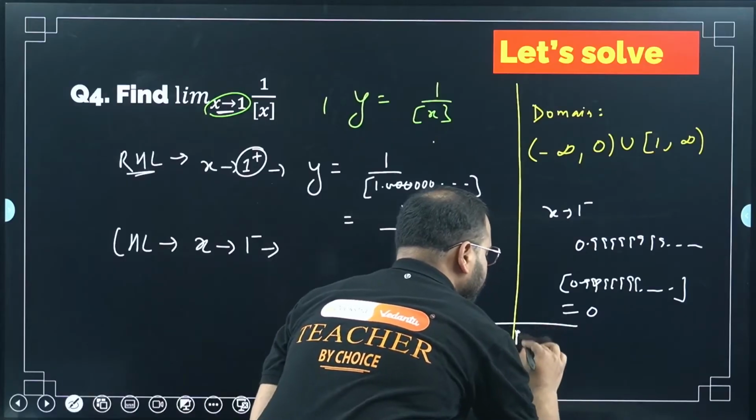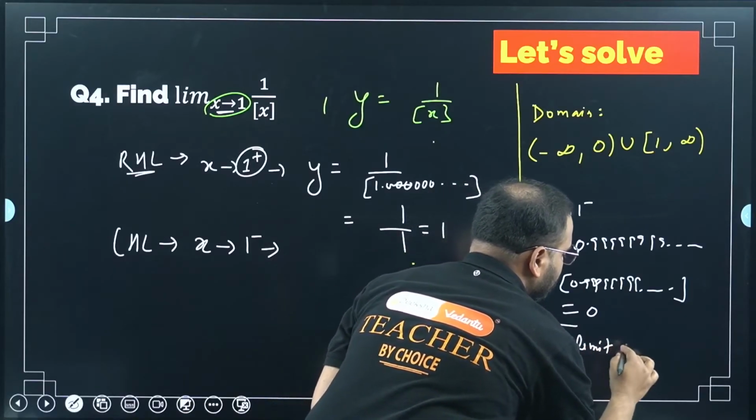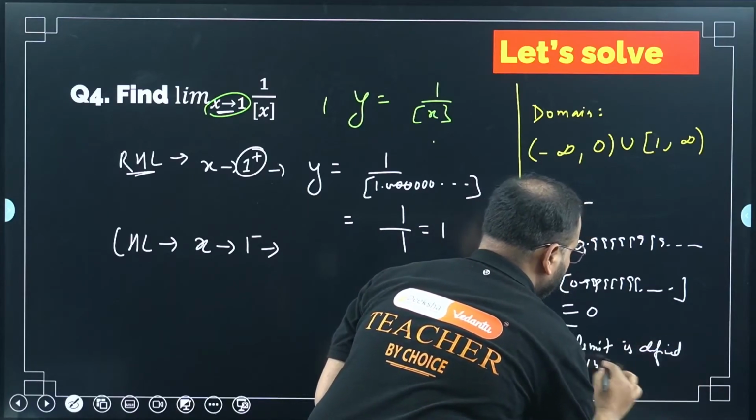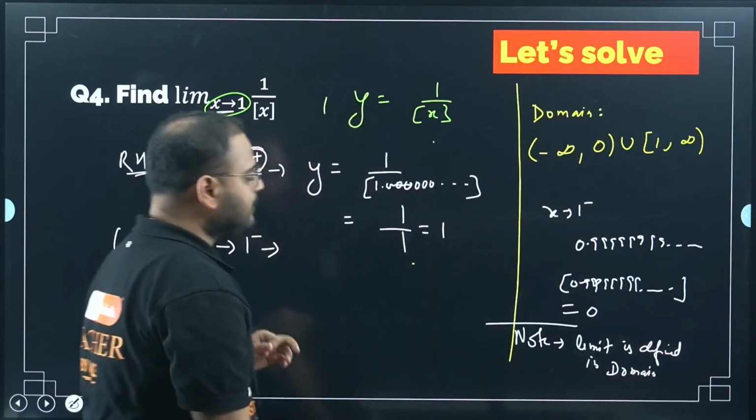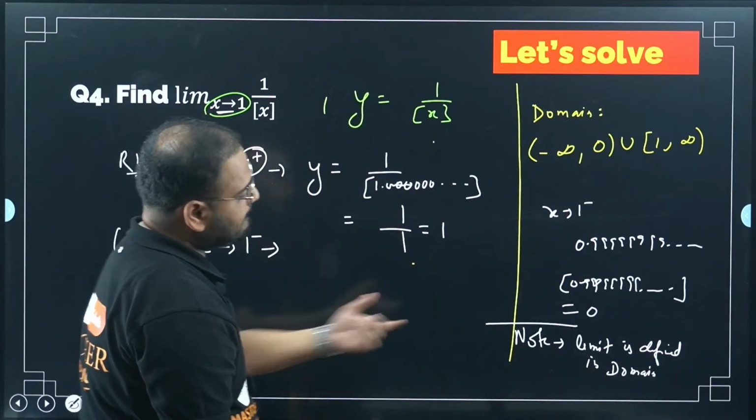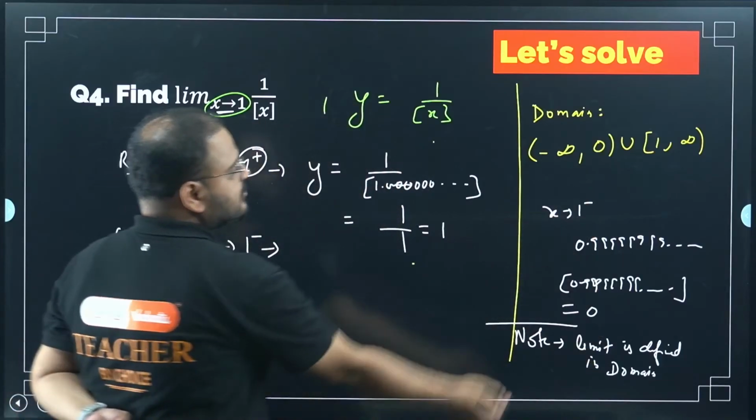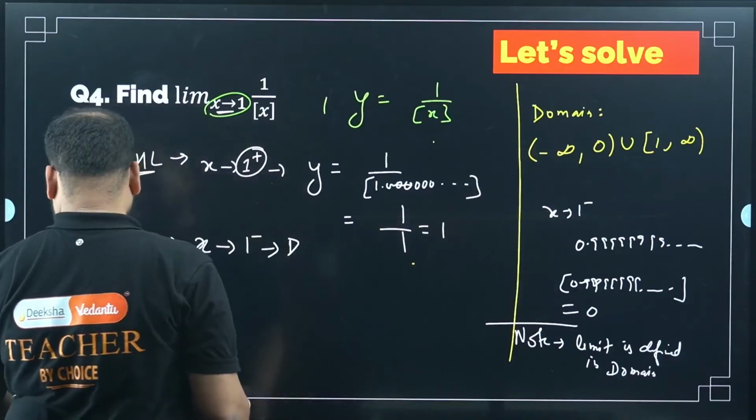Write this as a note here: limit is defined in domain only. Okay, chaliye. So 0, it means it will not exist. Correct? This part will not be existing. So it means this is not there. This is not defined.